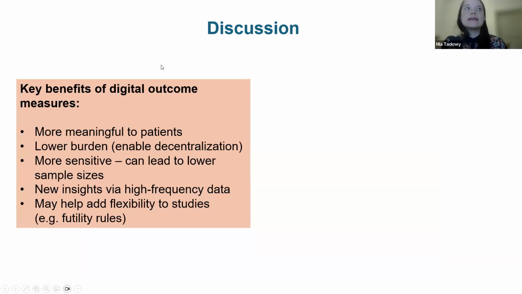So what we've discussed today is that there are some key benefits of using digital outcome measures. This includes measuring things that are more relevant to people's lives, measuring things in their daily contexts, and in ways that may enable decentralization so participants don't have to come to the trial center necessarily. And digital outcome measures may be more sensitive. In that case, this can lead to lower sample sizes. And because we get high frequency data from these digital devices, we may gain new insights, and it can even help to add flexibility to studies, for example, by defining new futility rules.